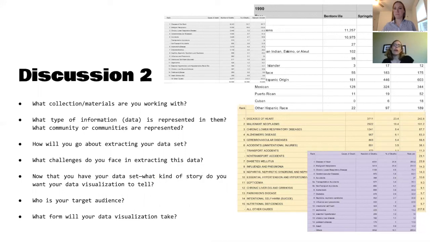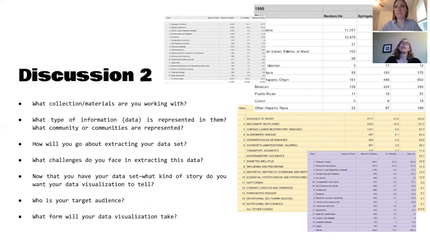So first, we asked students to explore the materiality of the collection. Specifically, what kind of collection and materials are you working with? What type of information or data is represented in these materials? What community or communities are represented? And then we asked students to focus more specifically on the data sets. How will you go about extracting your data set from the archival collections that you're looking at? What challenges do you face in extracting this data?